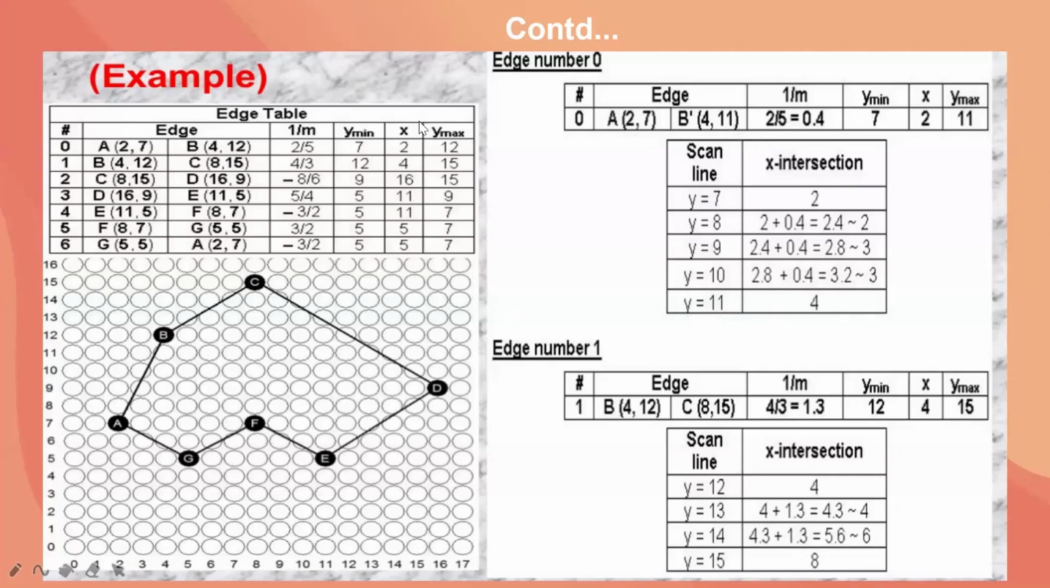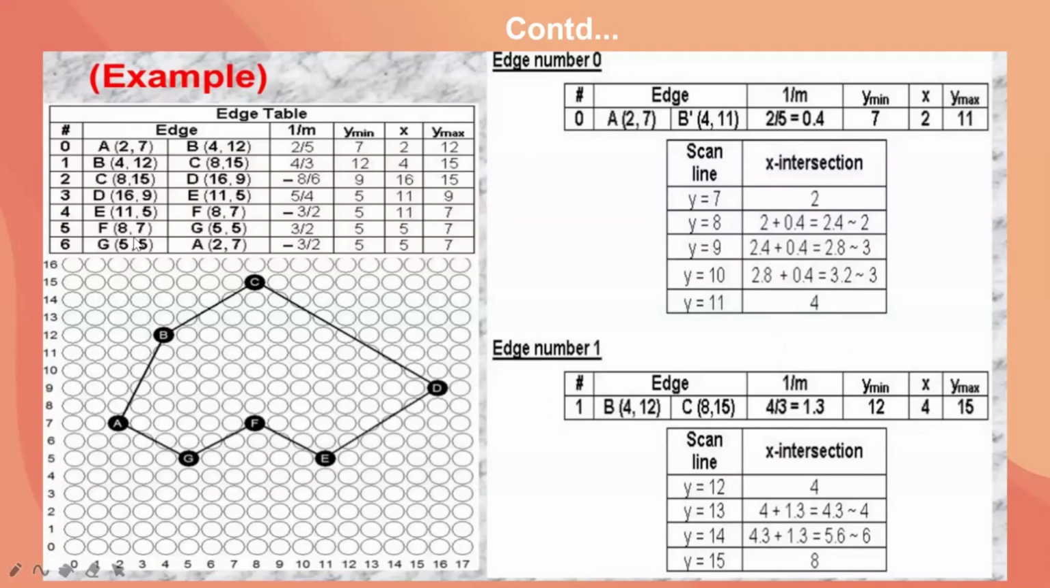So now it's not matching. What are you going to do? You have to just fill this in now. You have to write A as 2 comma 7, from which we started, and we have reached the destination. So we have to write B dash within the bracket, 4 comma 11, because you got 11 here. And the rest of the values you have to write. Y minimum is 7 here, y maximum is 11 here. You see that previously you had written 12, but now it's not matching, so you have to write 11 here. Okay, and the x value is 2.